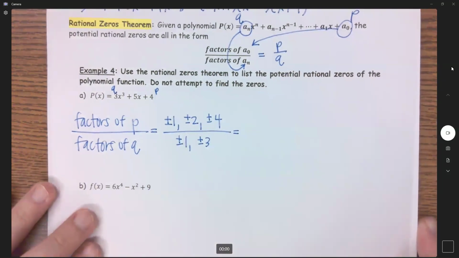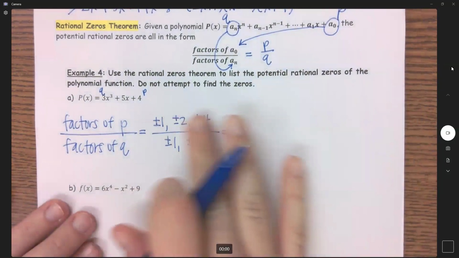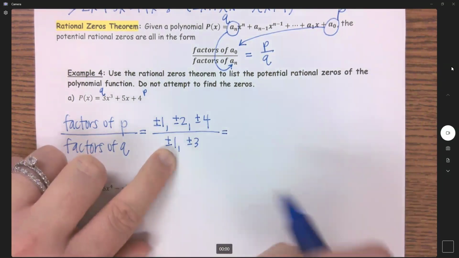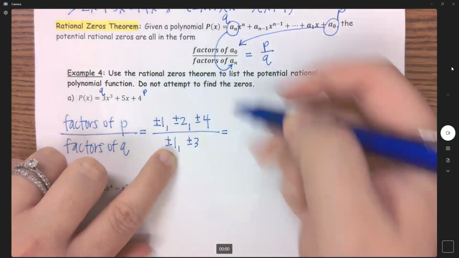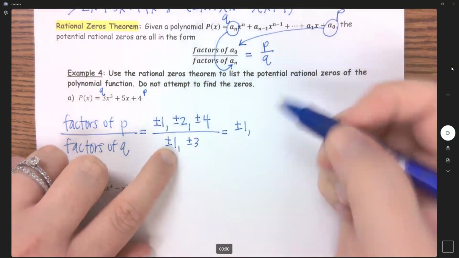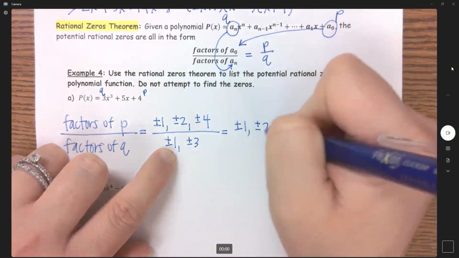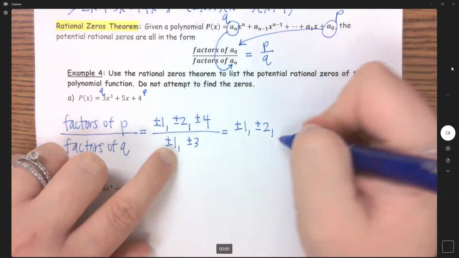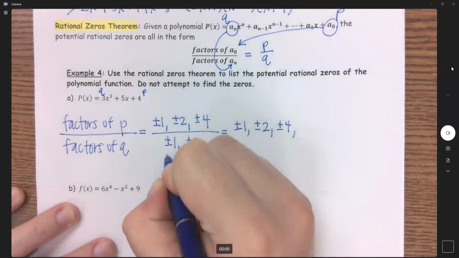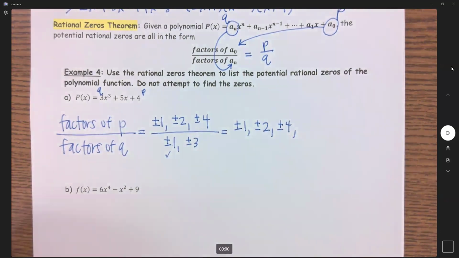So now what I need to do is I need to divide everything in the top by everything in the bottom. So I'm going to start by dividing everything by 1. If I do 1 divided by 1, we get plus or minus 1. 2 divided by 1 is plus or minus 2. And 4 divided by 1 is plus or minus 4. So I like to just kind of make a little check under that one. I know I've divided everything in the top by that 1.